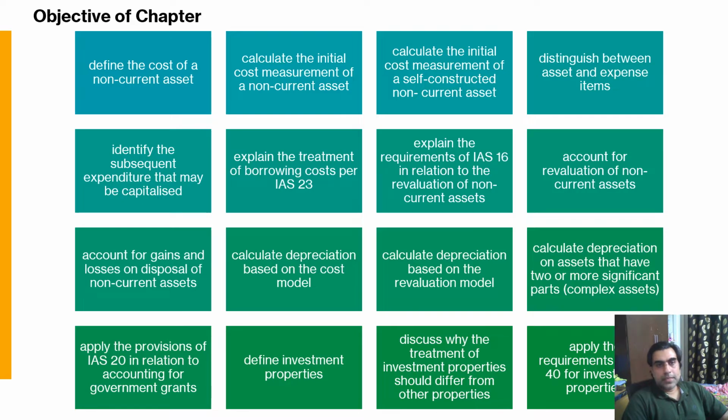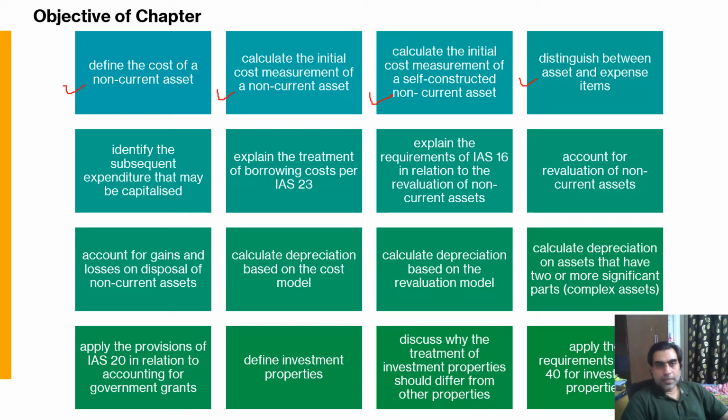Objective of this chapter is to define the cost of a non-current asset. Calculate the initial cost measurement of a non-current asset. Calculate the initial cost measurement of a self-constructed non-current asset. Distinguish between asset and expense item.